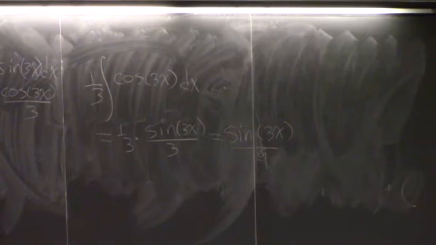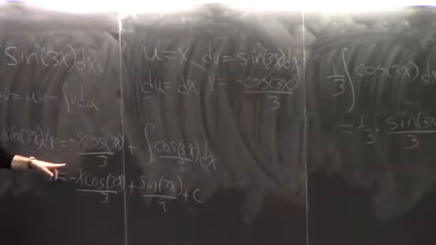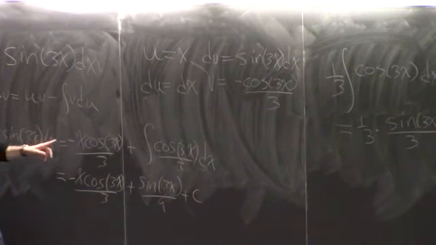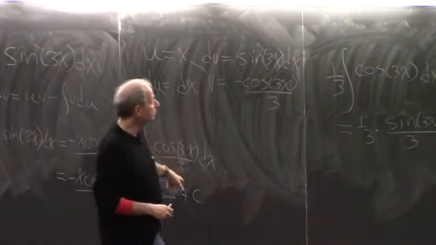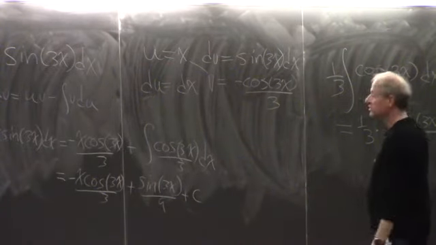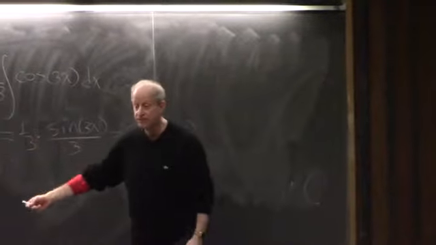Again, you do u dv. So u is x, dv is sine of 3x. The derivative of x is 1. The antiderivative of sine is minus cosine 3x divided by 3. So now you go to your formula. You have minus x cosine 3x over 3, that's the first part. Minus minus becomes plus the integral of cosine 3x over 3. This integral is 1/3 cosine 3x, so that's going to be 1/3 sine 3x over 3, which is 1/9 sine 3x. And you just put the whole thing together.